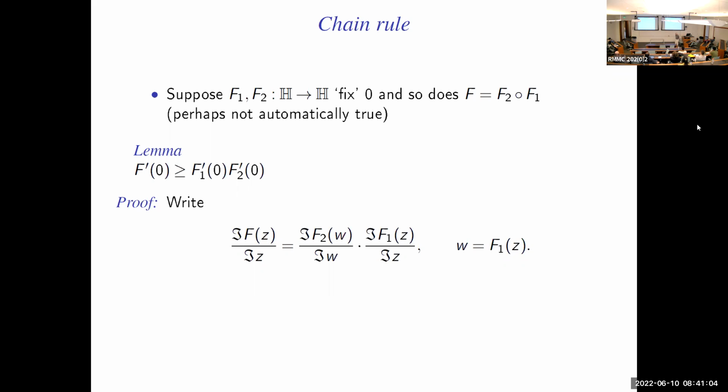So you just write it as the imaginary part of F2 of W over the imaginary part of W, times the imaginary part of F1 of Z over the imaginary part of Z, where W is F1 of Z. And I know that F1 fixes 0. Therefore, there are sequences of points, let's say Zn, such that Wn converges to 0.